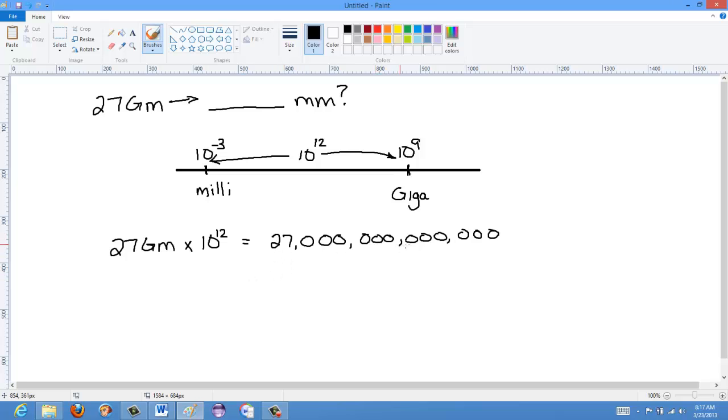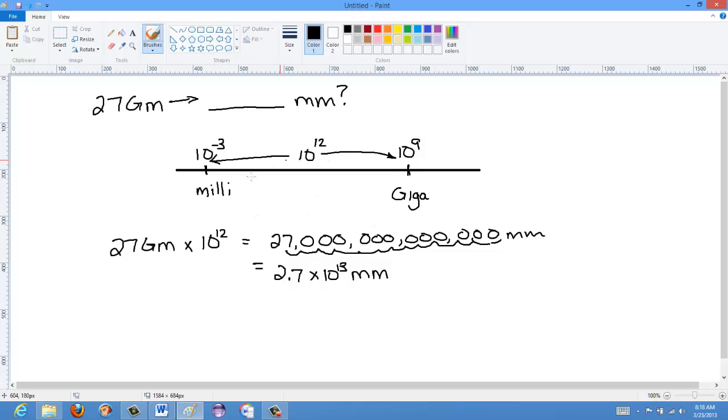Now normally we wouldn't express an answer like this. Instead we'd use scientific notation. So that would be 2.7. And what I'd do is I'd go back and say, well, 1, 2, 3, 4, 5, 6, 7, 8, 9, 10, 11, 12, 13 place values. So times 10 to the 13 millimeters. And that's how you could use a number line to do this.